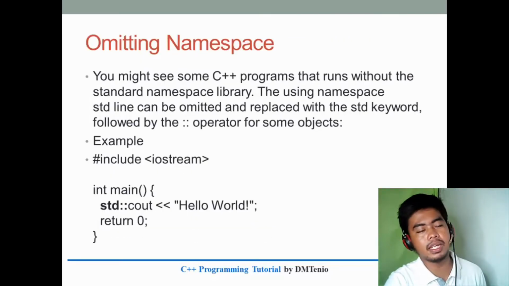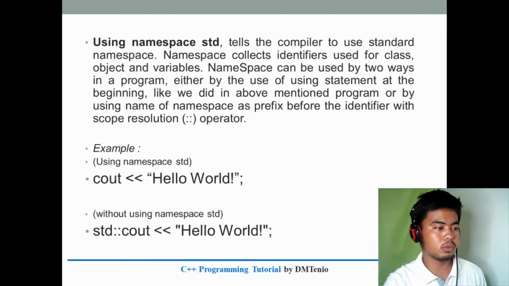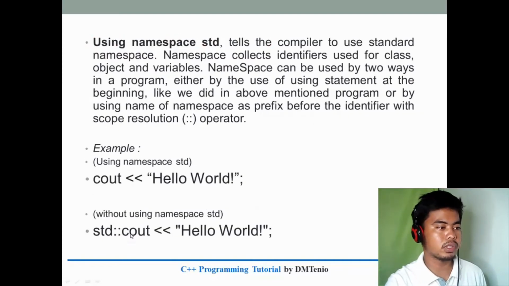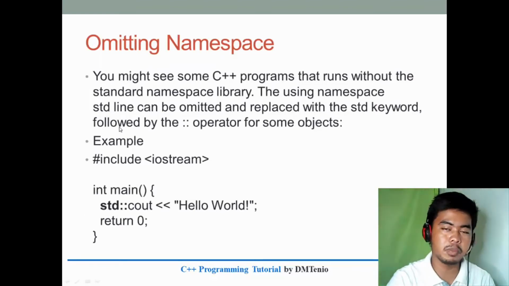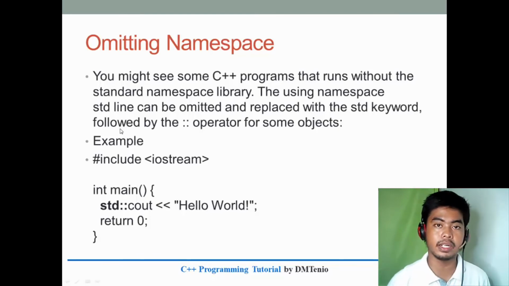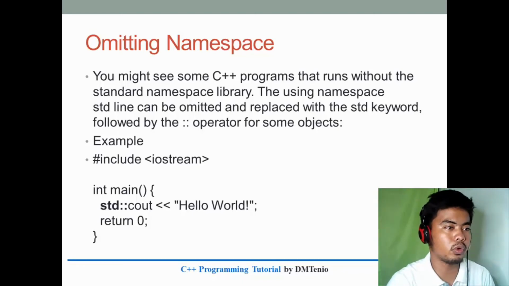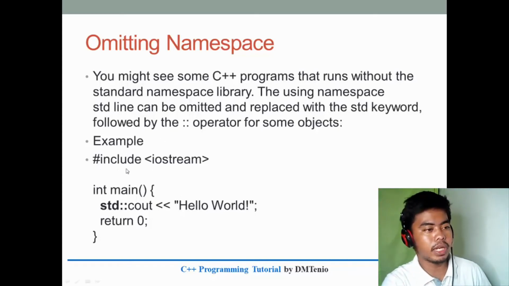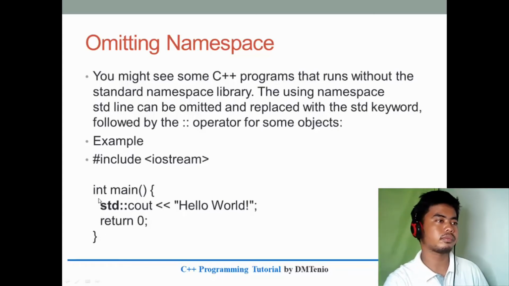So, omitting namespace. So, kapag di natin gagamitin yung namespace, again, katulad nito, ito yung gagamitin natin, std, ito. Kumpara dito sa kanina, ito na using namespace std. So, you might see some C++ programs that run without the standard namespace library, guys. So, the using namespace std line can be omitted and replaced with the std keyword followed by the scope resolution operator for some objects. So, example, #include iostream, int main, then std cout, ito. So, always lalabas to. Type natin tong keyword na to.